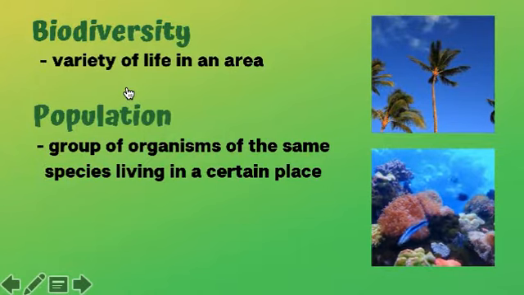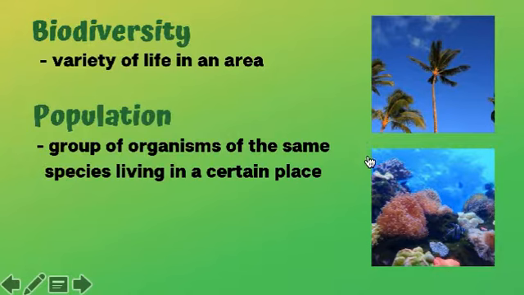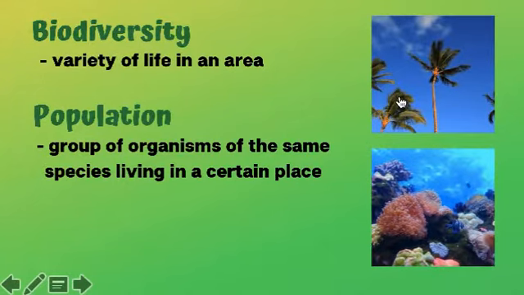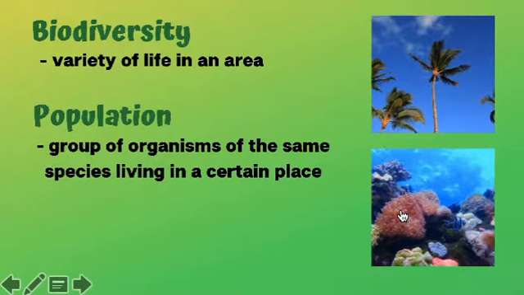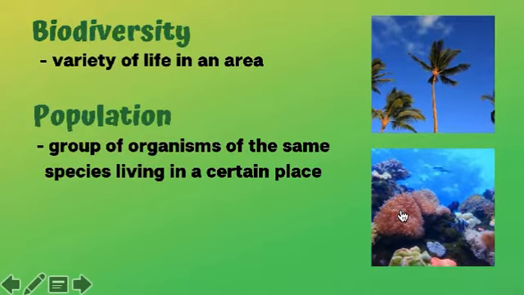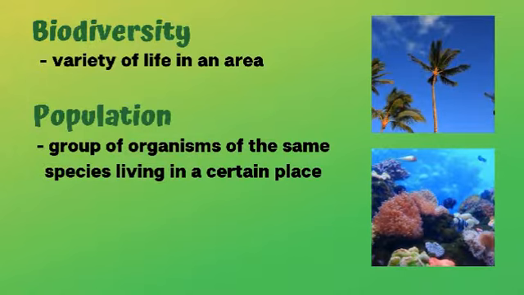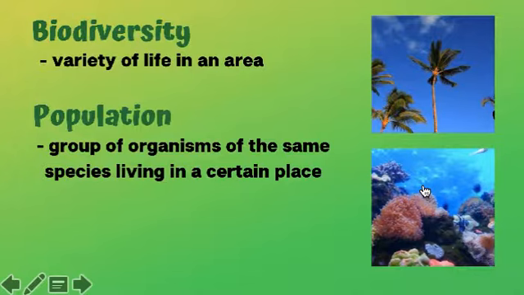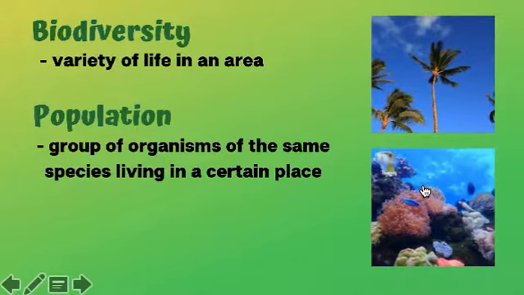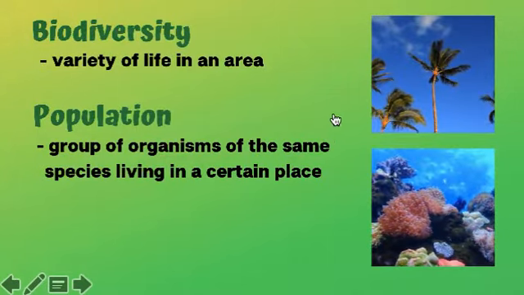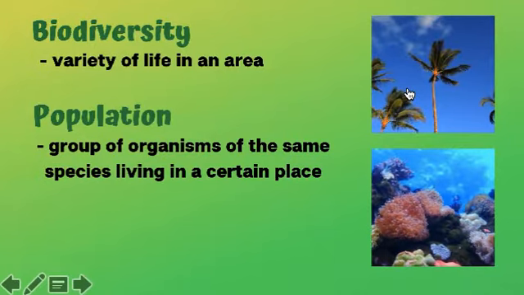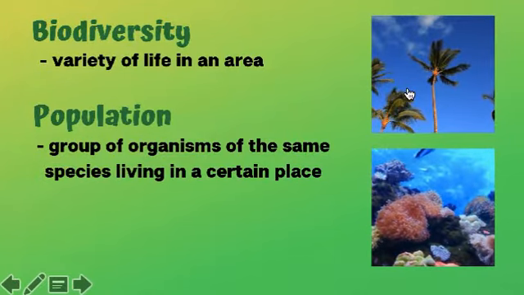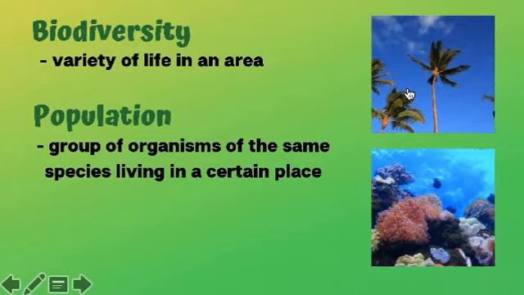Now, I want you to take a look at the two pictures on the screen. The first picture is a coconut plantation, while the second one is a coral reef sanctuary with plenty of fishes. Can you identify which picture shows high level of biodiversity? Yes, you are correct. Coral reefs with different kinds of aquatic species are more diverse than that of a coconut plantation.